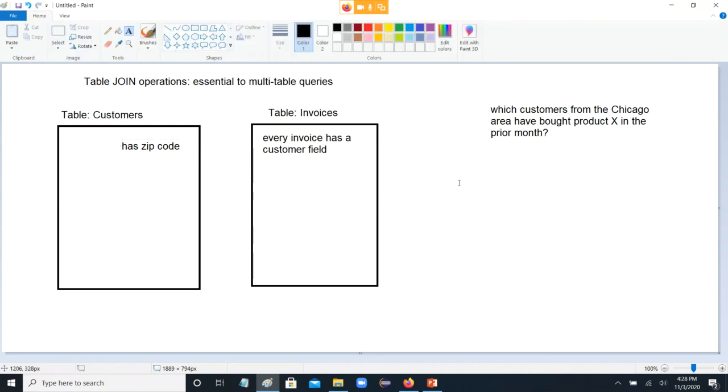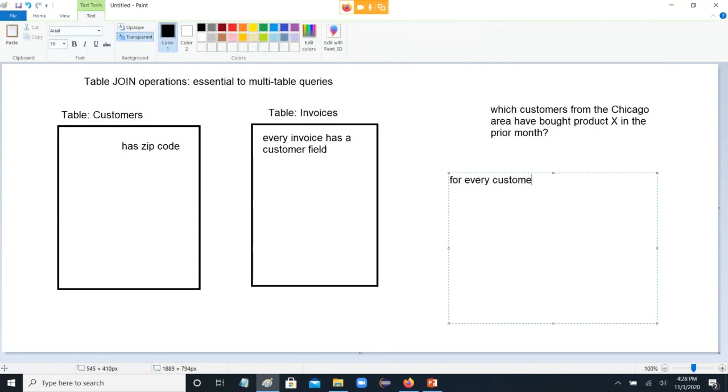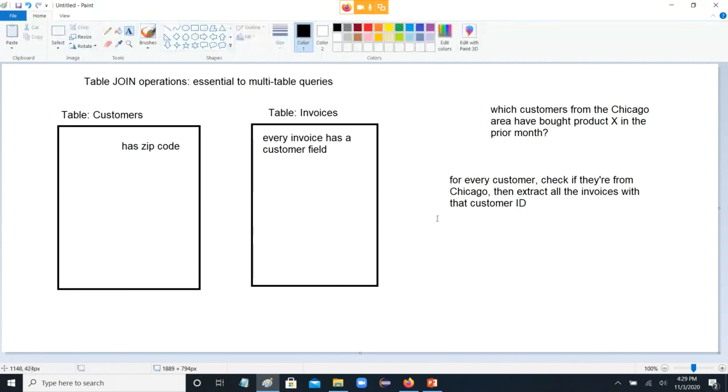So basically, the way these tables get combined is, one way to do it, for every customer, check if they're from Chicago, then extract all the invoices with that customer ID. Okay, so you look here, here's a customer. Is this from around Chicago? Yes. If so, scan through this invoice table and grab every invoice from the appropriate time period that has that customer in it, right?